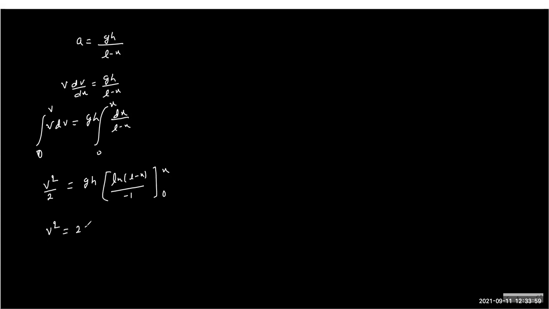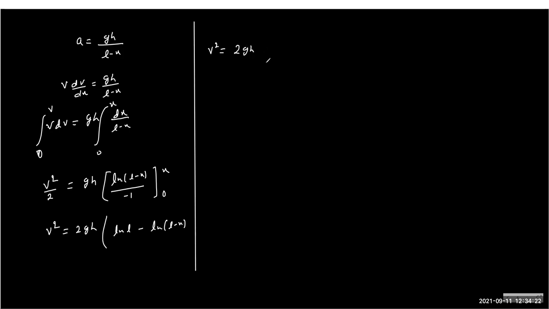The v square turns out to be 2gh multiplied by the lower limit minus upper limit, because minus will reverse the limit, and lower is 0, ln l. So v turns out to be a very nice expression, maybe a very bad expression depending on how you take it. Ln of l upon l minus x. So v is under root of 2gh ln l by l minus x. Now this is a different answer from the previous answer.